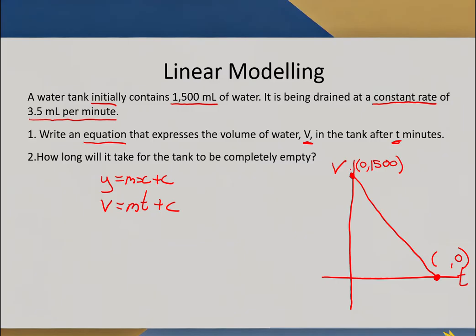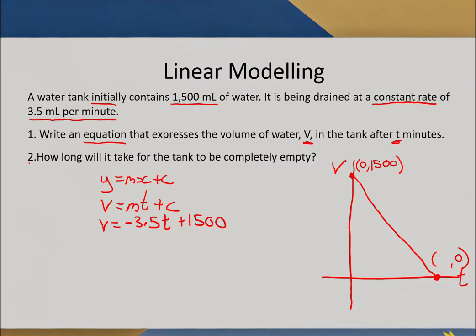But remember, our line's going to be going down because it's going to get empty. So when I'm writing it, I need to think about my gradient being negative 3.5 per minute, plus what I had at the start, which is 1500.